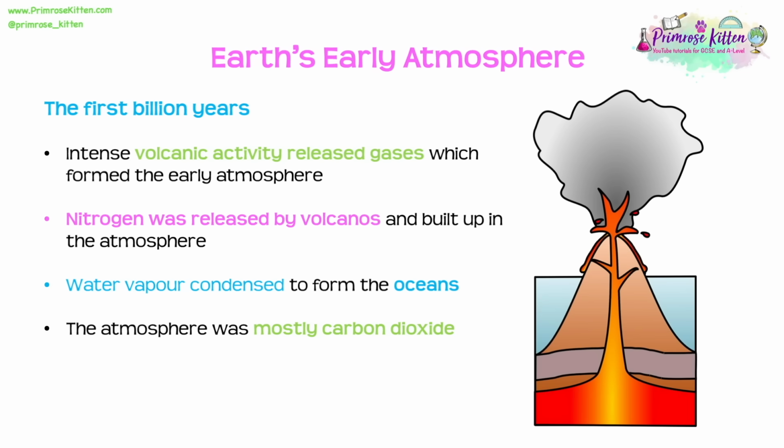The early atmosphere of the Earth was mostly made up of carbon dioxide, and there was little to no oxygen present.